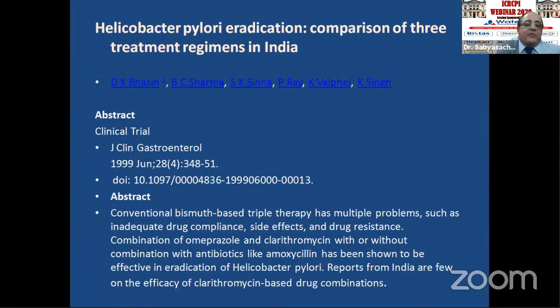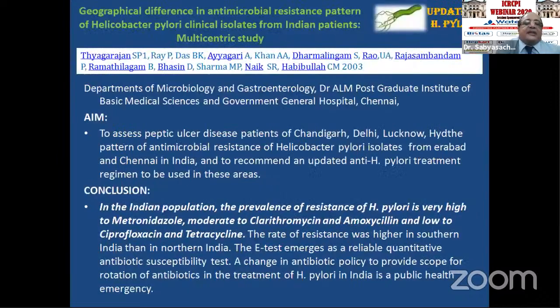Now, there have been many publications. There's one publication at the beginning by Deepak Bhasin, which looks at the triple therapy and its benefits. And then there's a major publication from Thyagarajan and his team, a multicentric trial, a study on geographical difference in antimicrobial resistance pattern of Helicobacter pylori clinical isolates from an Indian study, involving Chandigarh, Delhi, Lucknow, Hyderabad, as well as Chennai.